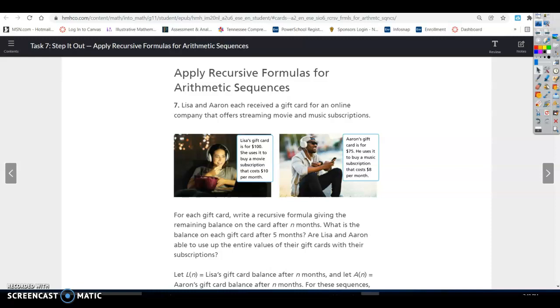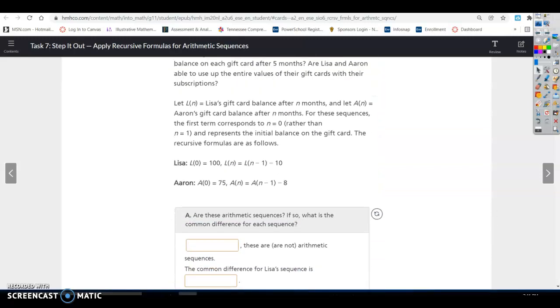All right, for each gift card, write a recursive formula giving the remaining balance on the card after n months. What is the balance on each gift card after 5 months? Are Lisa and Aaron able to use up the entire values of their gift cards with their subscriptions? All right, so we've got several things to do. First, we have to write formulas. Then we have to see what the balance is for each after 5 months. And then tell if Lisa and Aaron are able to use up their entire gift cards.